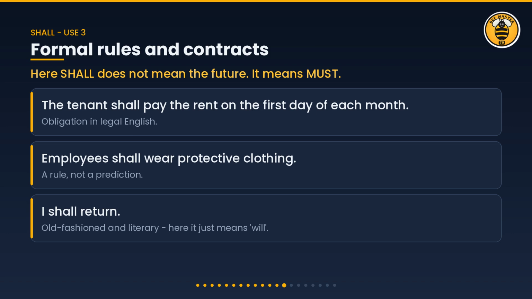The third job lies in formal writing, contracts, rules, and laws. And here is the surprise. In this style, shall does not mean the future at all. It means must. The tenant shall pay the rent on the first day of each month. That is an obligation, not a prediction. Nobody is guessing about the future. Somebody is being told what they have to do.